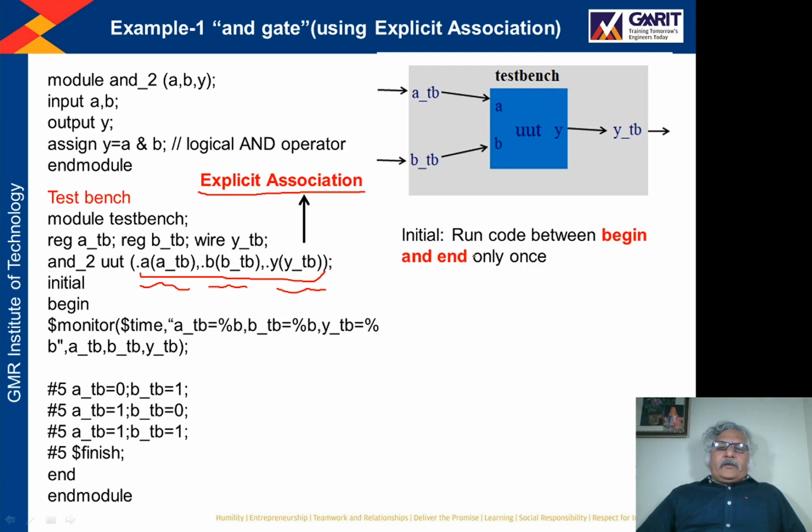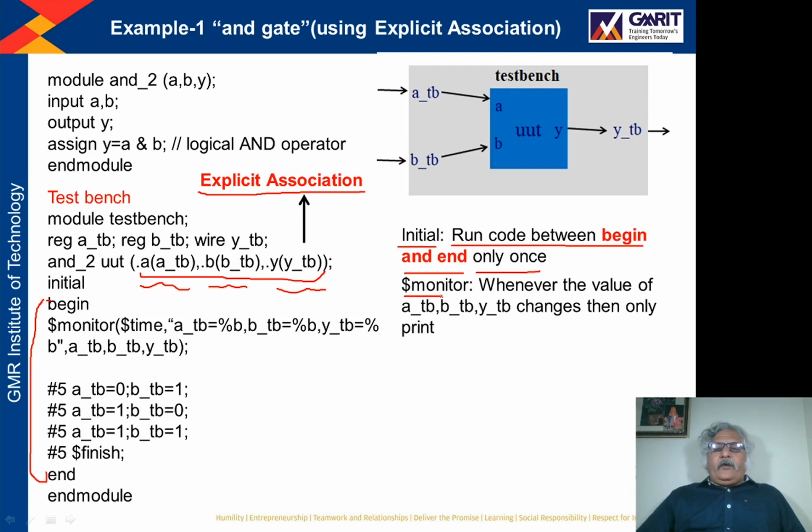Whatever we discussed, the same thing is here. The initial block runs the code between begin and end only once. So the initial block will run the code written between begin and end only once. That's why it is used here in the test bench.